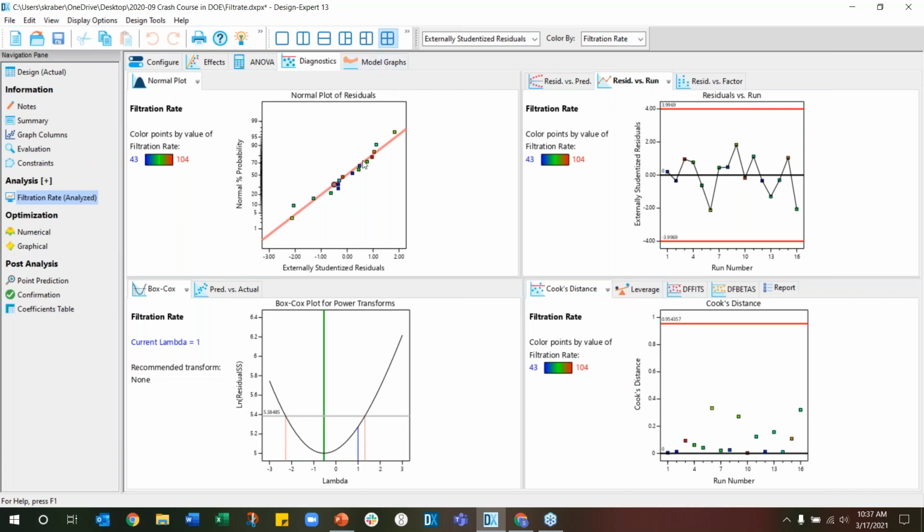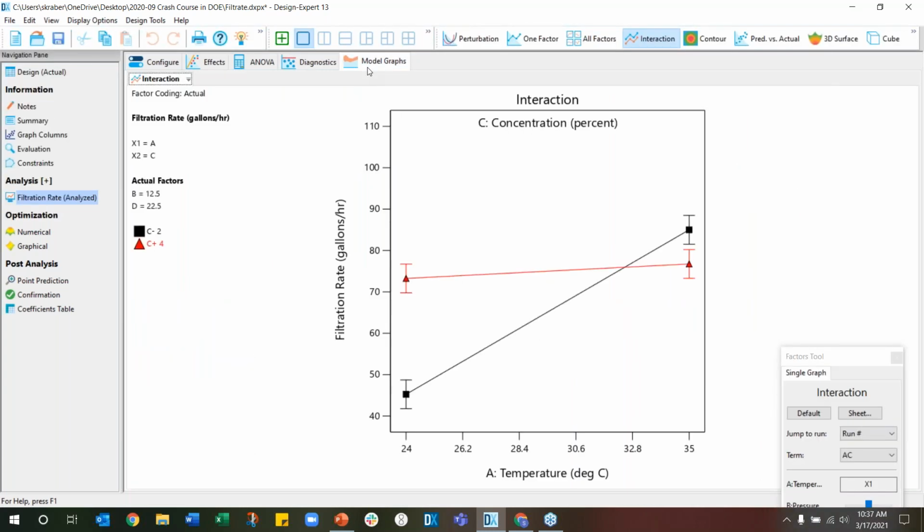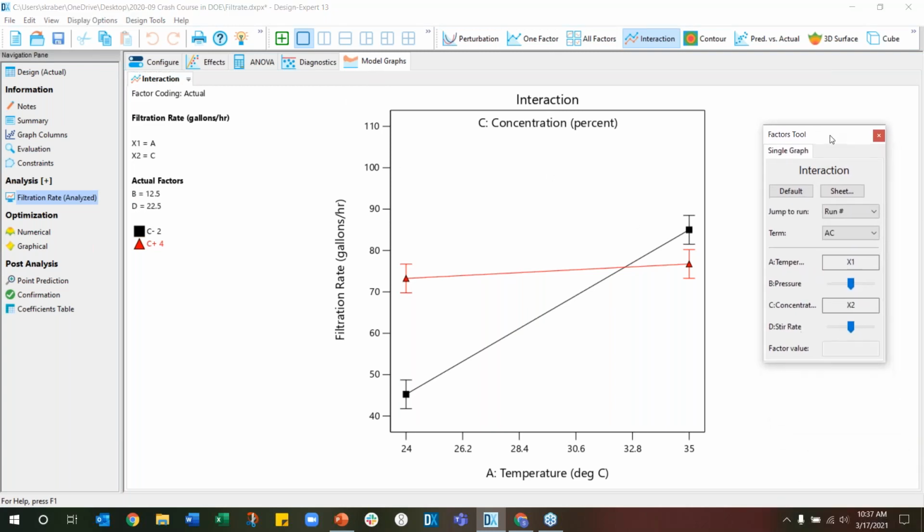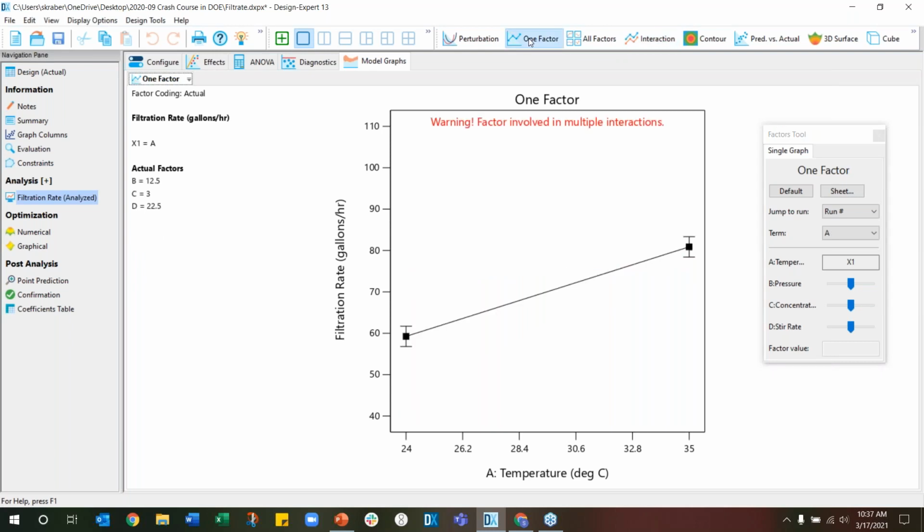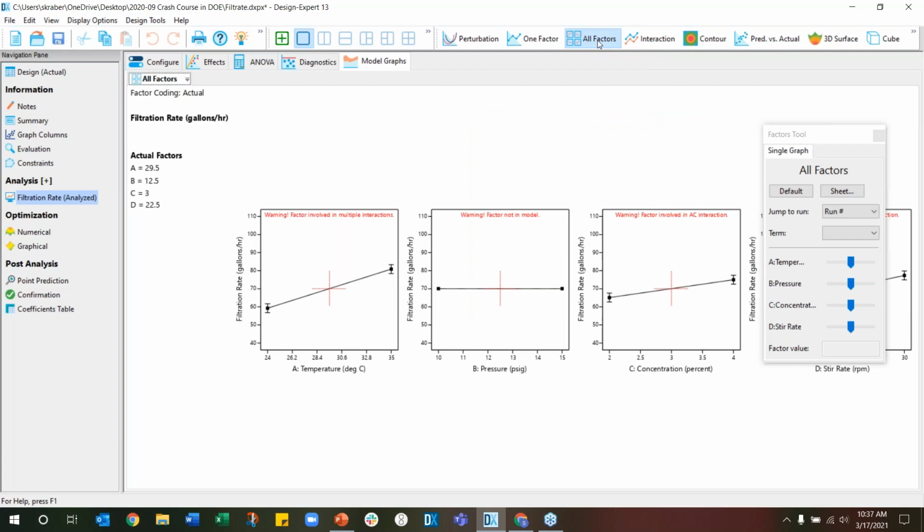Okay, once you have validated the ANOVA and made sure all the diagnostics look reasonable, they don't have to be perfect, but they should be reasonable, then you should go to the model graphs, and this is where the fun starts. Now we can start learning how to understand these various graphs, starting with just one-factor graphs. I can do one factors of all the factors.